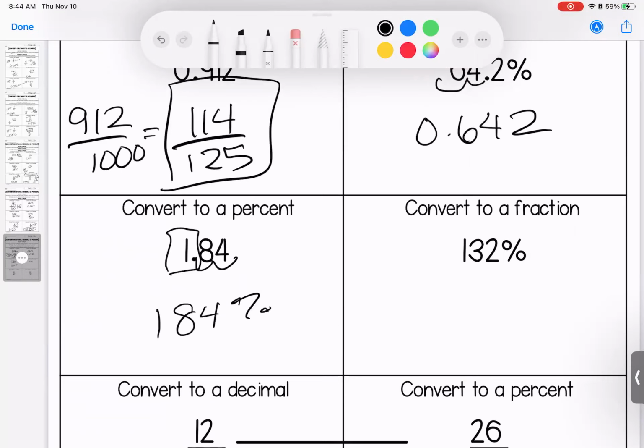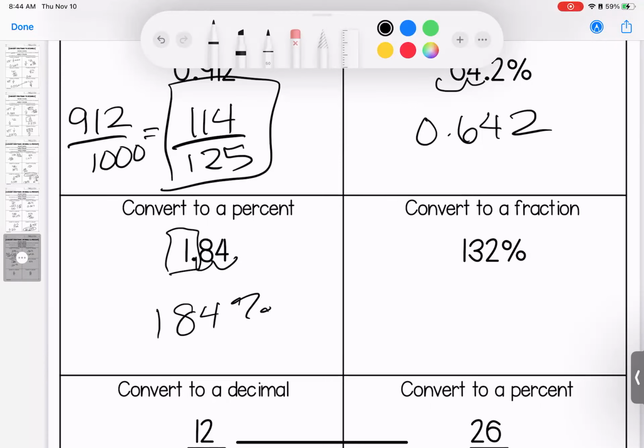184%. Anytime we see a whole number before the decimal, just know that our percent is going to be over 100. And that is okay. Over 100 just means that we're really marking up a price. And we're going to talk about that in the coming weeks when we are exploring percentages a little bit more.